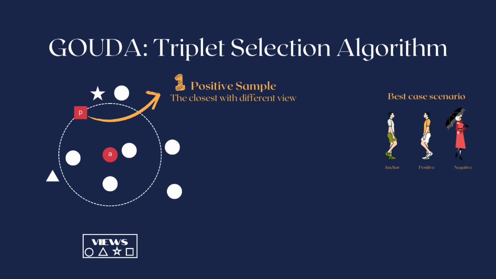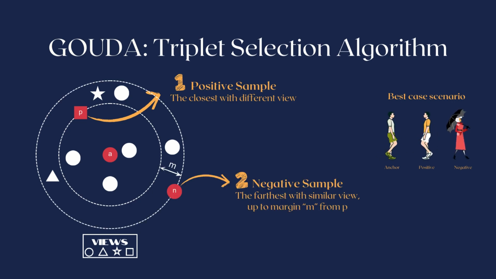We assume that among all samples with different views, the ones with the same identities will be the closest, as the source model has a certain level of knowledge on general gait features. We would like to increase the certainty that the anchor and the negative samples don't share the same identity. Therefore, we choose the negative sample with a similar view to be the farthest sample, up to a margin.